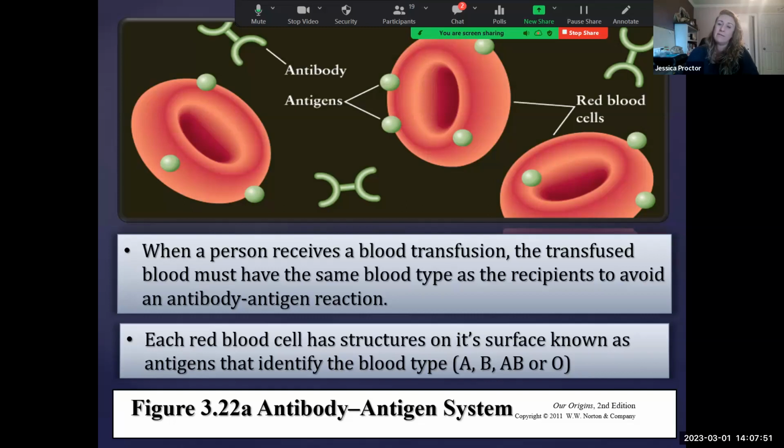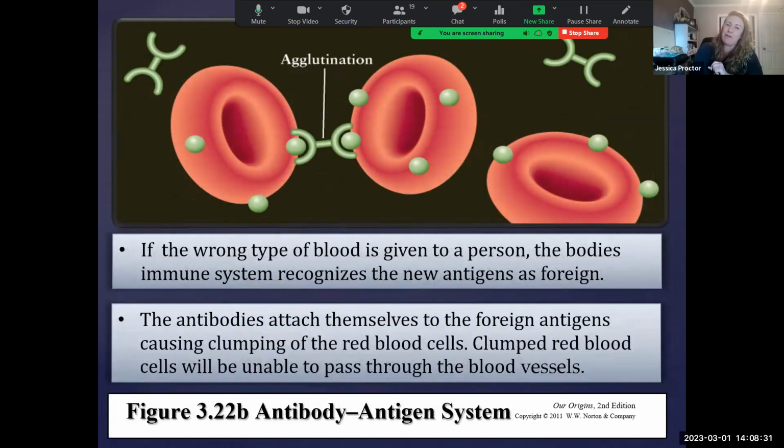Now let's talk about what happens if you get a donation from somebody that does have an opposing antigen. So let's pretend I have type A blood, and let's say that my doctor doesn't check and tries to give me a donation from somebody with type B. On my red blood cells, I have the A antigens. On the donor's red blood cells, he or she has the B antigens. As soon as I get that blood transfusion, my body is going to recognize that blood as foreign, and it's going to start to fight it off. There's going to be what we call an antibody antigen reaction that we call agglutination.